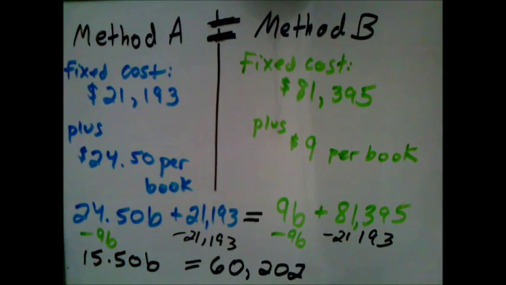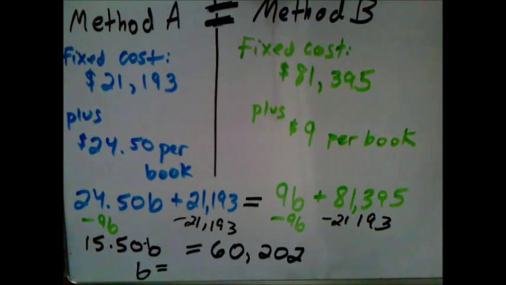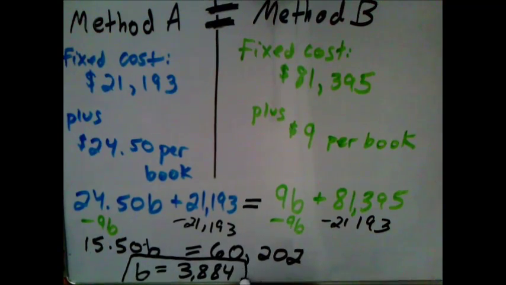Then, very last, we want to divide both sides by 15.50, because we're trying to get B all by itself. And so 60,202 divided by 15.50 gives me 3,884. So it looks like it's also an even number of books where it breaks even.